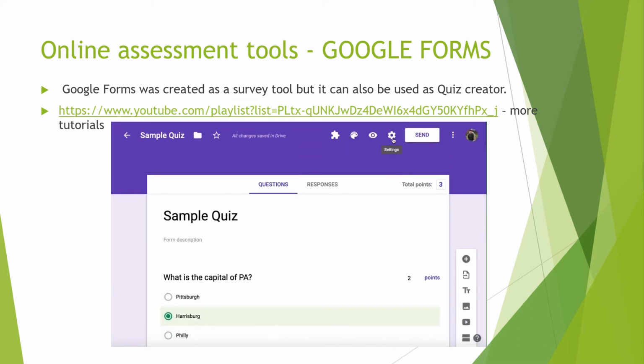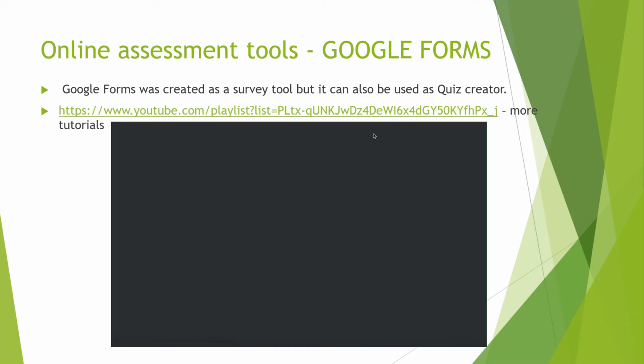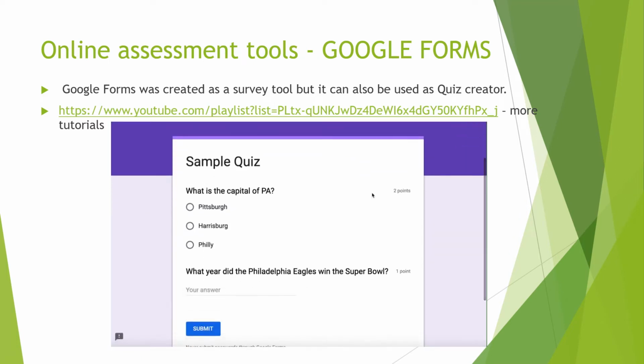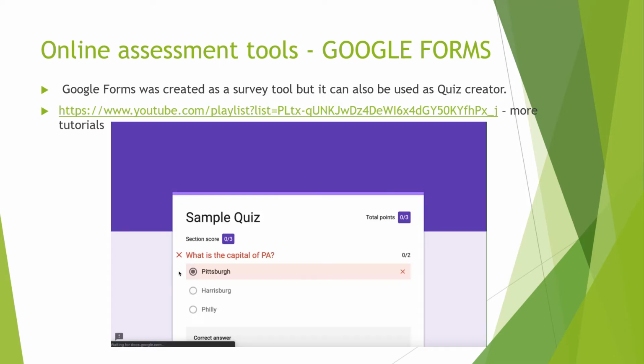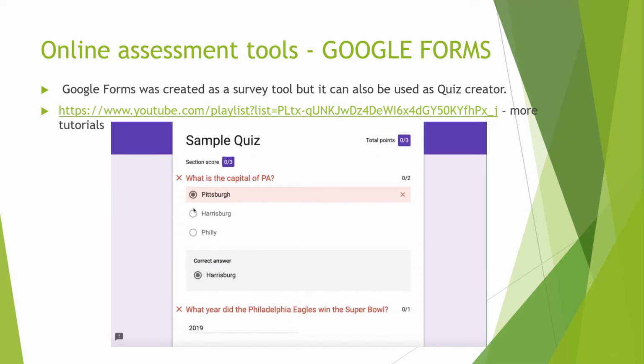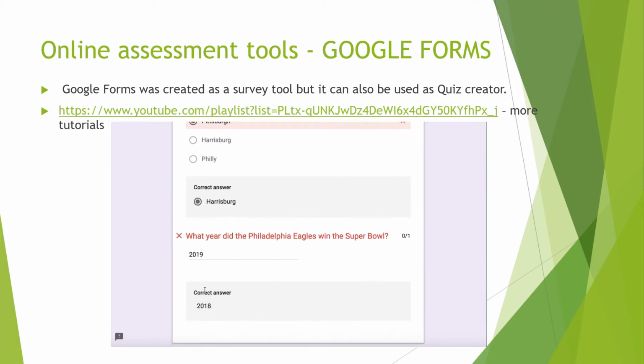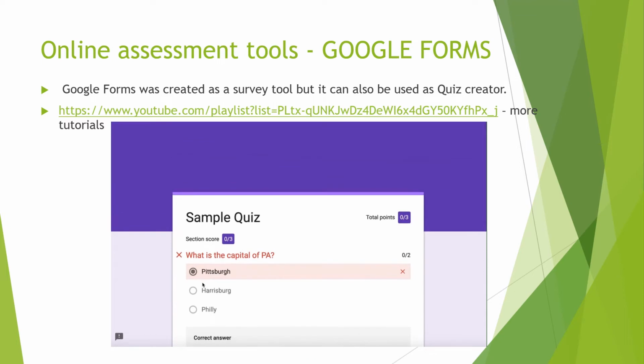So I'm going to go ahead and preview this. I'll preview this, and so this is what my quiz is going to look like. I'm going to go ahead and intentionally get some of these questions wrong just so that you can see what it looks like. And I can view my score, and as you can see, it tells me that I got this wrong. It gives me the correct answer right here. So that's a really helpful tool.